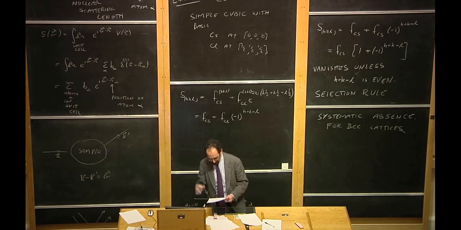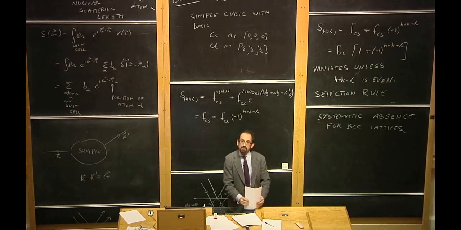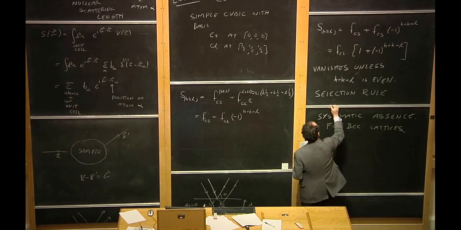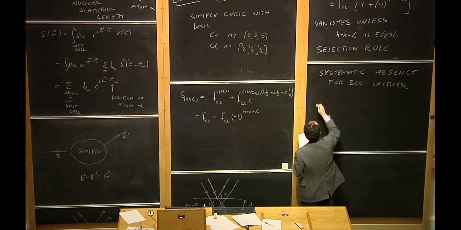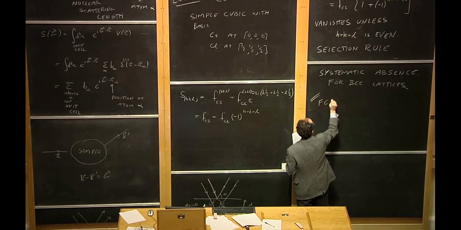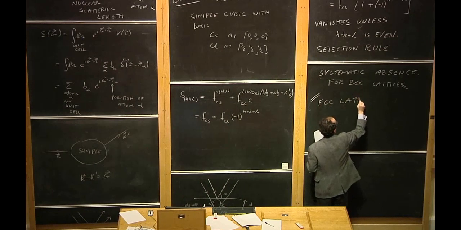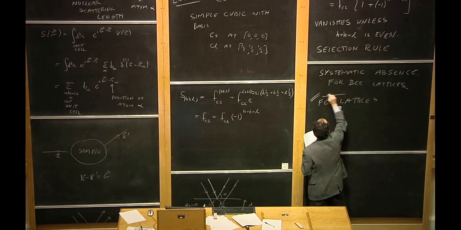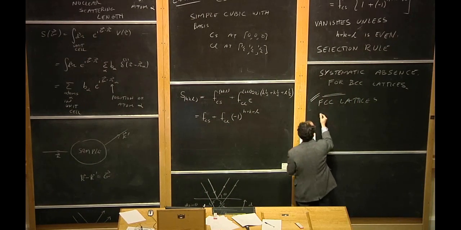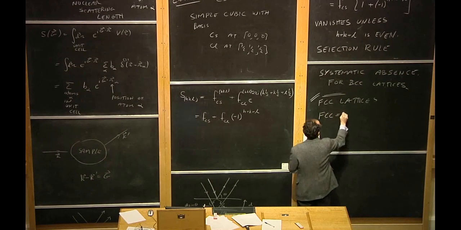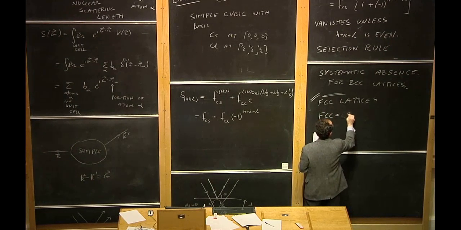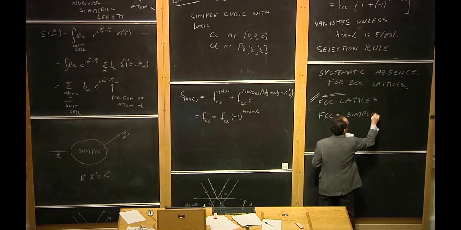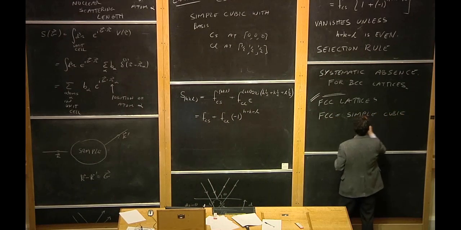So, right. We can do the same thing with FCC lattices. Let's consider the case of FCC lattices. So for FCC, we can think of FCC equals a base, simple cubic, times a basis.